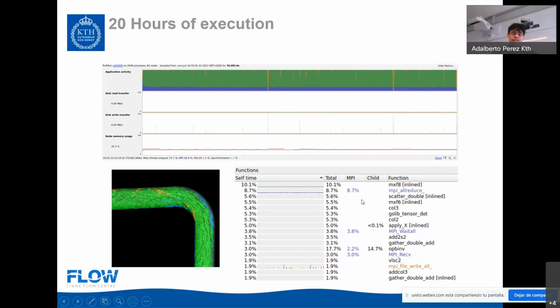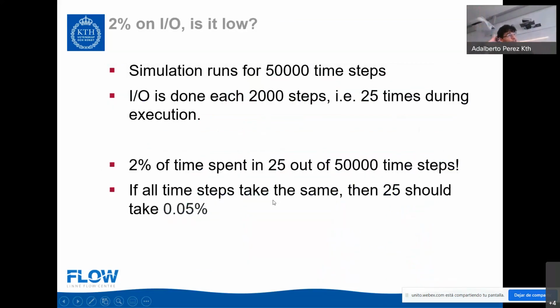But I would say overall, Nek5000 is quite an old code that is very well understood. So overall, there are no surprises here. We have mostly matrix-matrix multiplications and then some MPI operations. And then, of course, here we see an MPI file write all. It took 2% of the total execution time. So now you could think 2% of I/O, that's a very low number.